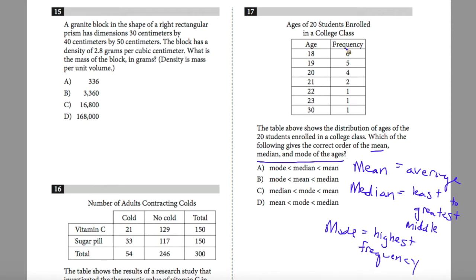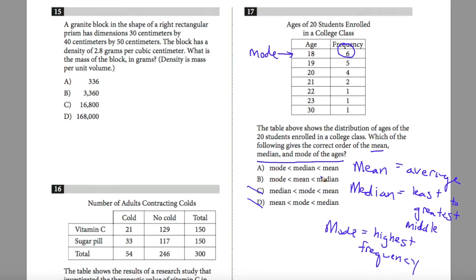And the one with the highest frequency is 18. So I immediately know my mode is going to be the lowest age group, right? The age group that appears the most often is going to be my mode. And if the mode is 18, then I see here, according to the students, that there's no other age group lower than 18, so I know it can't be C and D, because the question asks which gives the correct order of mean, median, and mode, and the mode is my lowest. It must be between A and B then.